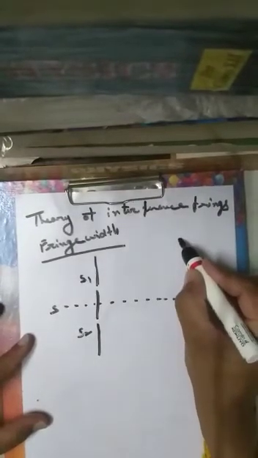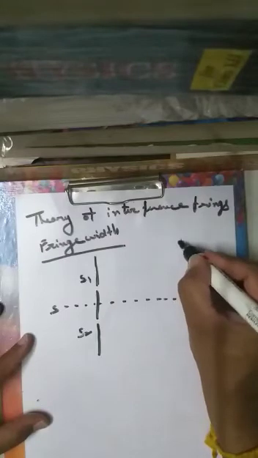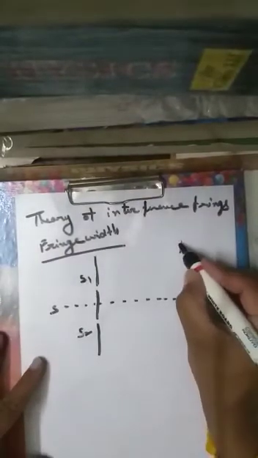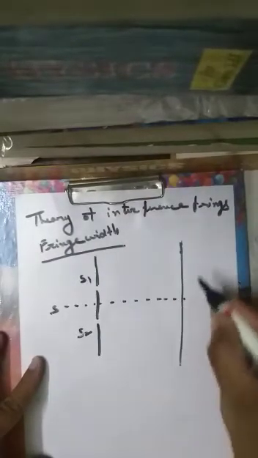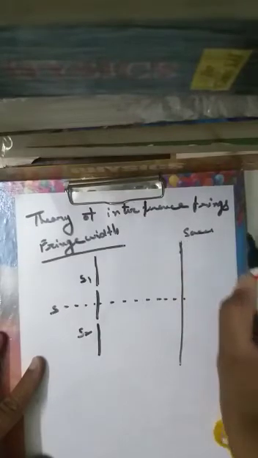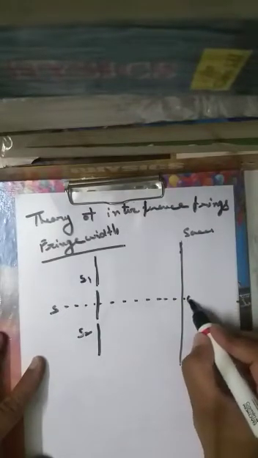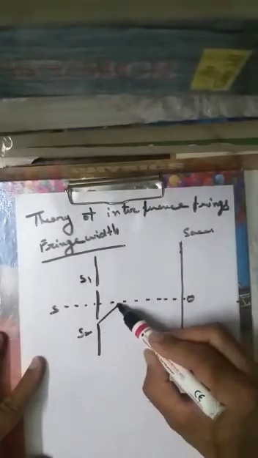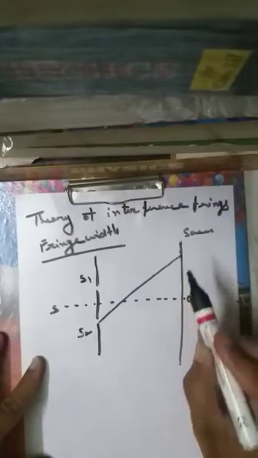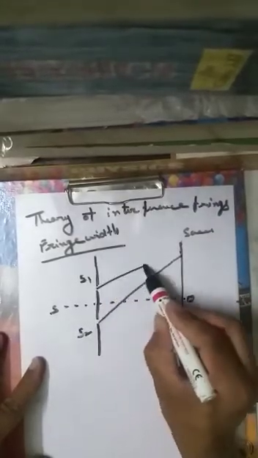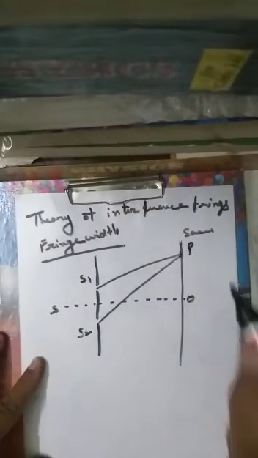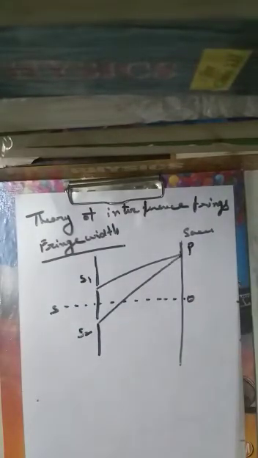This is the screen on which the pattern is formed. This is the point where the central maxima is formed, due to S1, a coherent source, and S2, a coherent source. We find at point P a maximum at a far distance is to be formed.